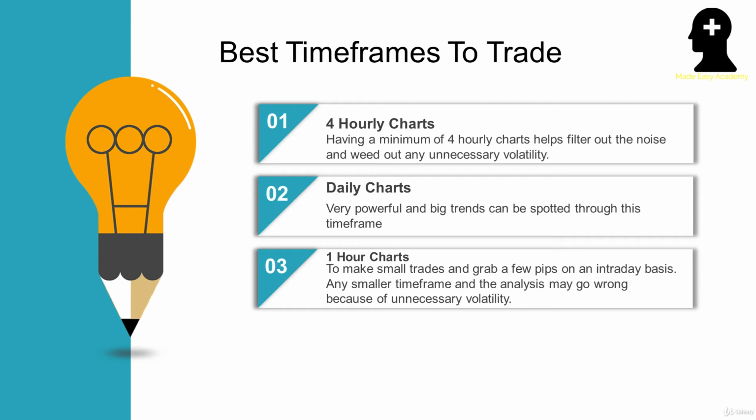Okay, daily charts are very powerful. They give you big trends, and big trends can definitely be spotted through the daily charts time frame. 1 hour charts are for making small trades and grabbing a few pips on an intraday basis. With any smaller time frame, the analysis may go wrong because of unnecessary volatility.